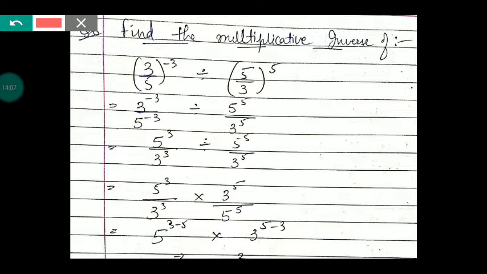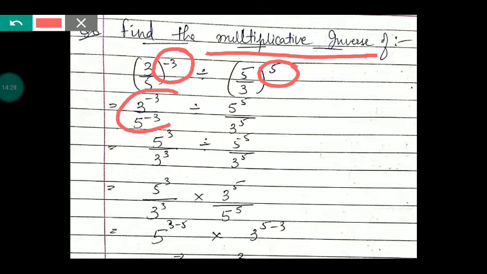In this sum, we are supposed to find the multiplicative inverse. Now in my previous lecture, we had seen the multiplicative inverse, that is the reciprocal. The second name of reciprocal is multiplicative inverse. Here one power is negative, another is positive. So we will only put the reciprocal of this element only. This we keep as it is. This power is shared by both the elements.